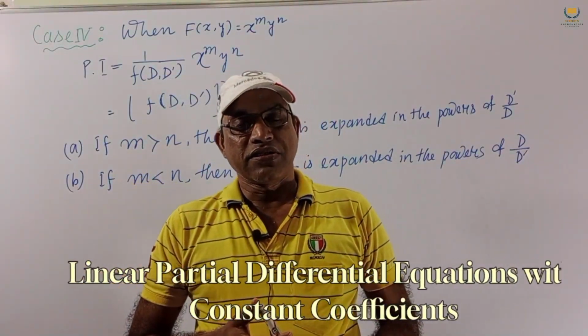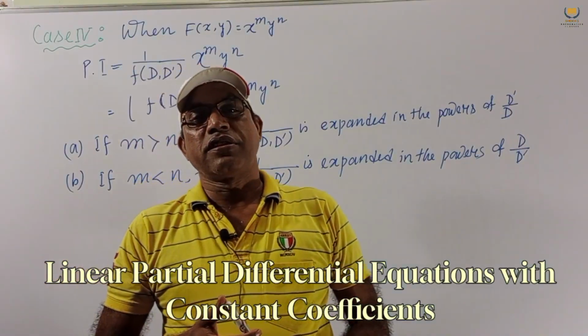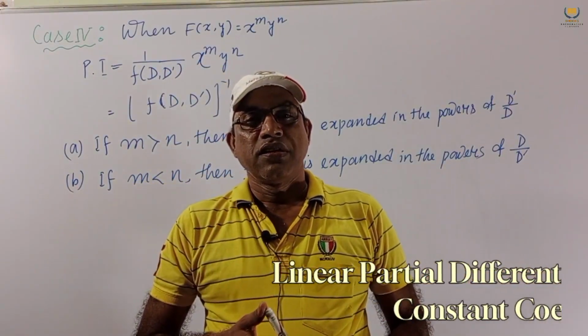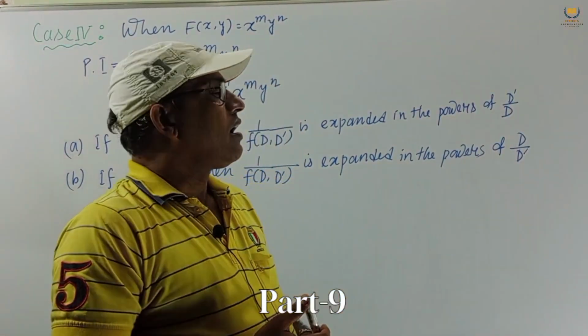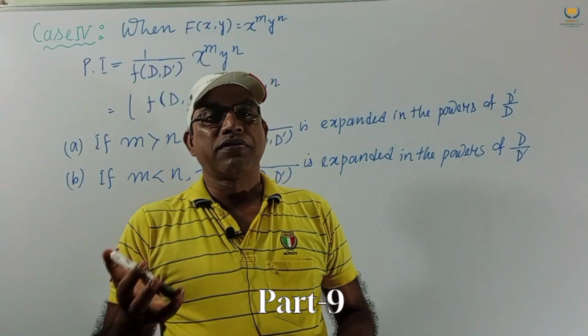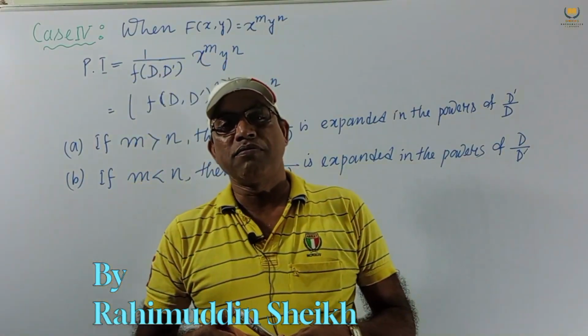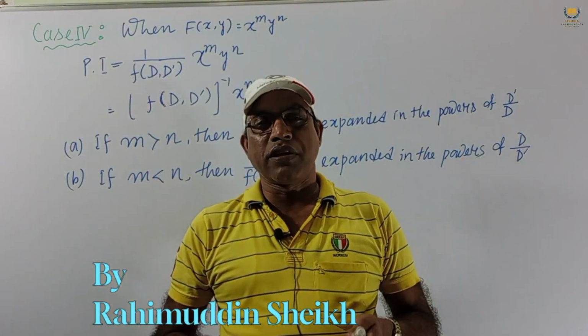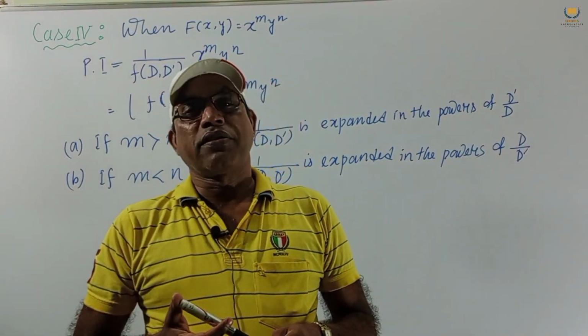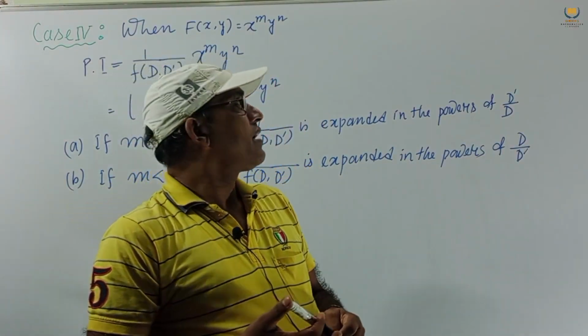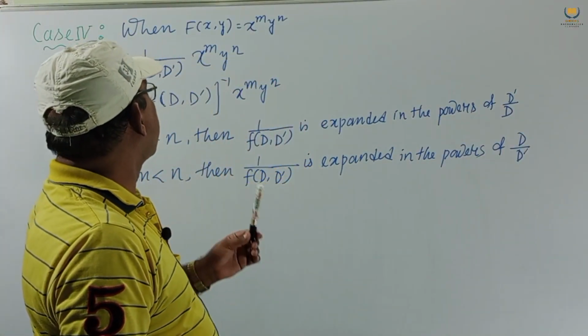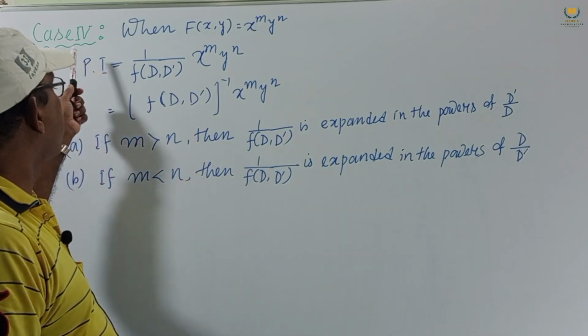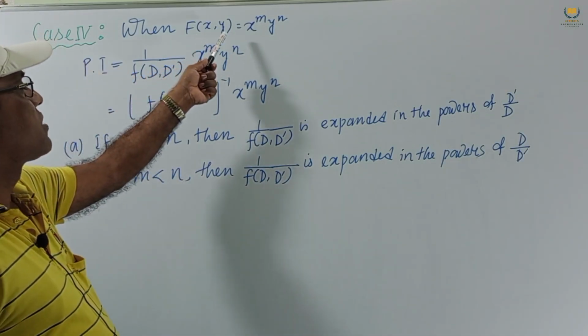Our main discussion is linear partial differential equations with constant coefficients. Here we solve different types of problems: if an exponential is given, or if a trigonometric function is given on the right-hand side, for the particular integral. Now if we get an algebraic function, we consider case number 4, when f of x y equals x to the power m y to the power n.